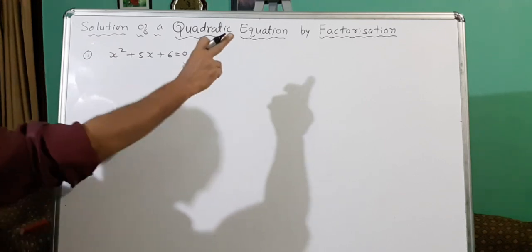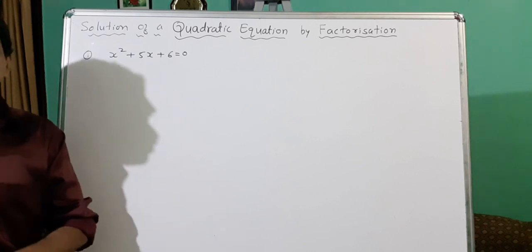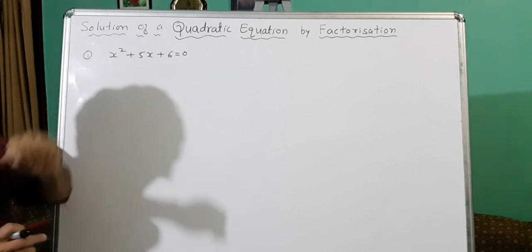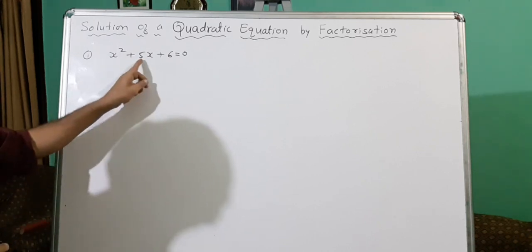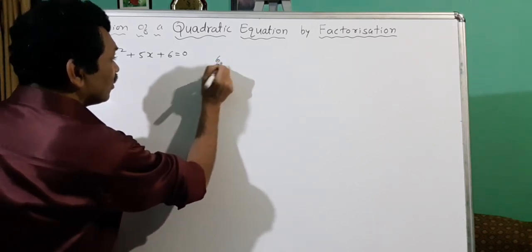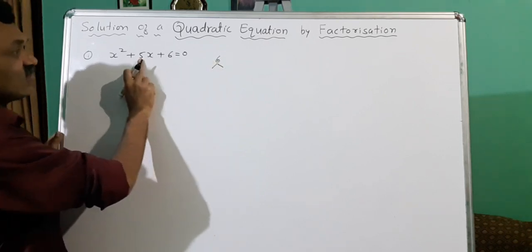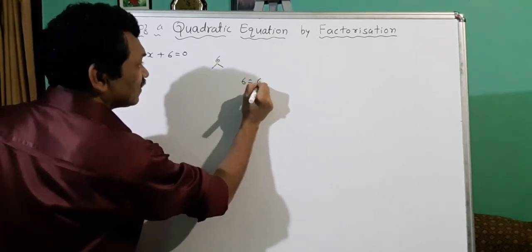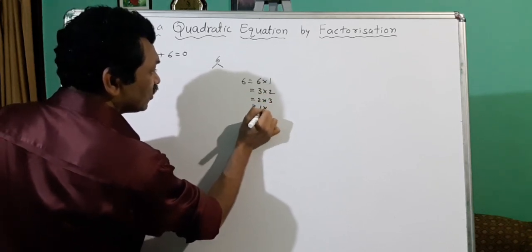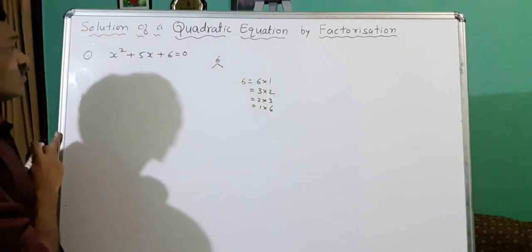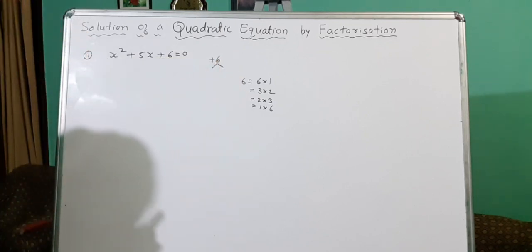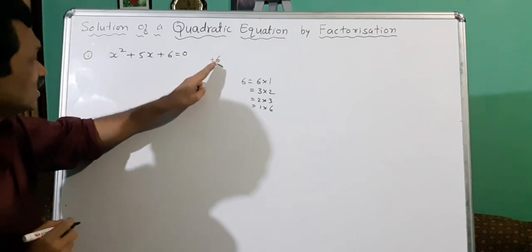Okay, for the factorization method, in class 9 we have studied finding factors by splitting the middle term. So we have to split this middle term. To split it, we need two numbers whose product is 6 and sum is 5. So what are the factors of 6? 6 can be written as 6 into 1, 3 into 2 or 2 into 3, and 1 into 6. Here this is plus 6, so we want to find two numbers whose product is 6 and sum is 5.